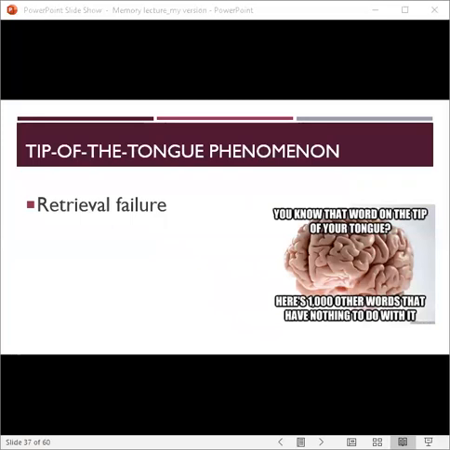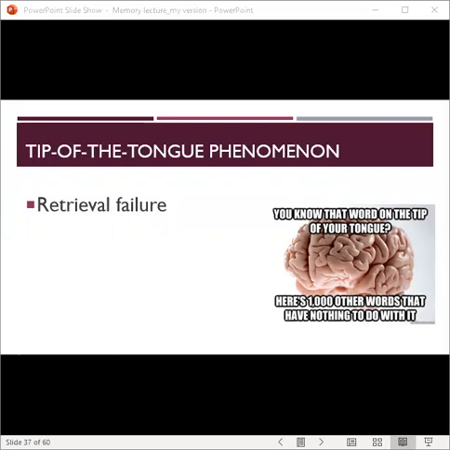A retrieval failure is where we are sure we know the answer to something but can't quite come up with it. One example of this that you've probably experienced is called the tip of the tongue phenomenon, which is an experience of knowing that you know something but you're just unable to access it in that moment.